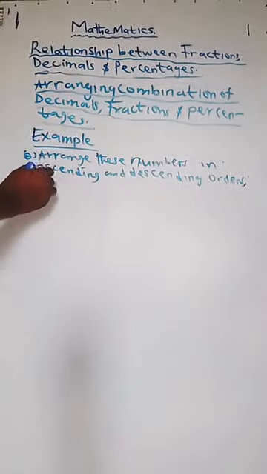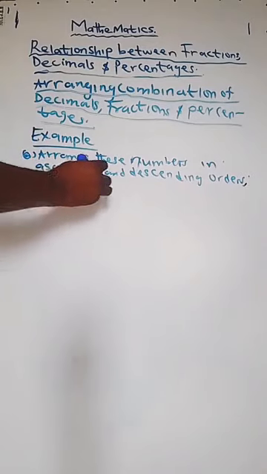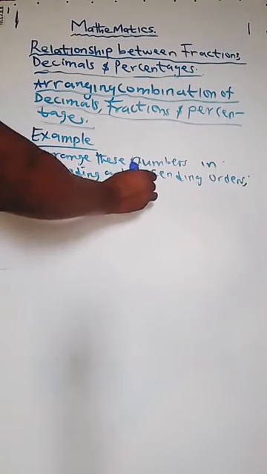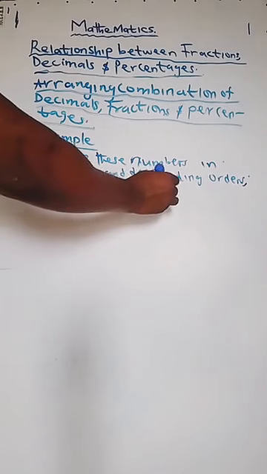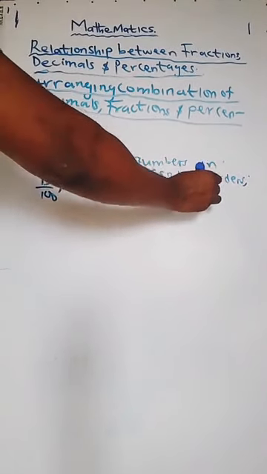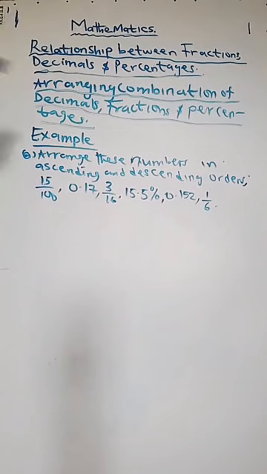We have 15 over 100, 0.17, 3 over 16, 15.5%, 0.152, and 1 over 6. You are asked to arrange this set of numbers, a combination of fractions, decimals, and percentages, in ascending and descending order. The easiest way to do it is to convert all of them to percentages. From there, you can arrange them according to their sizes.